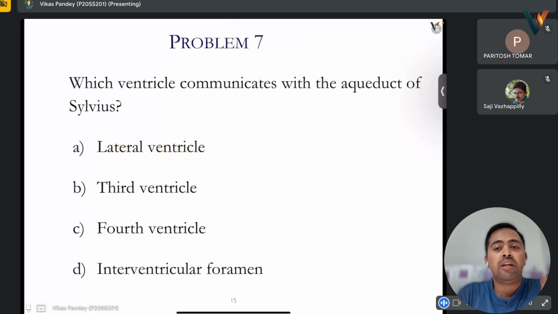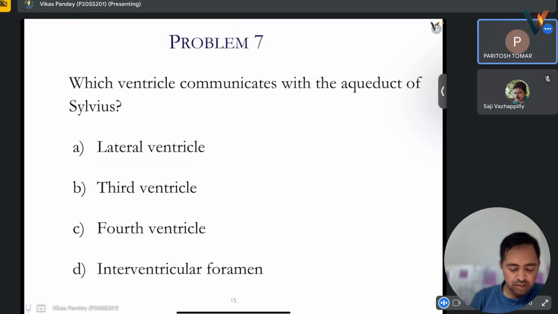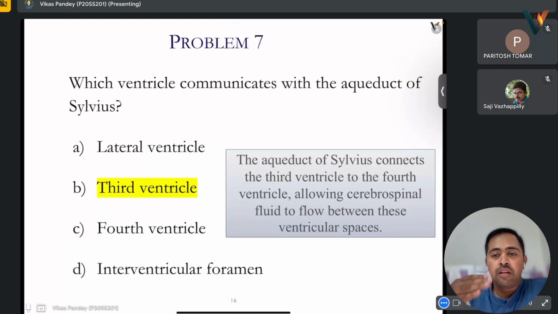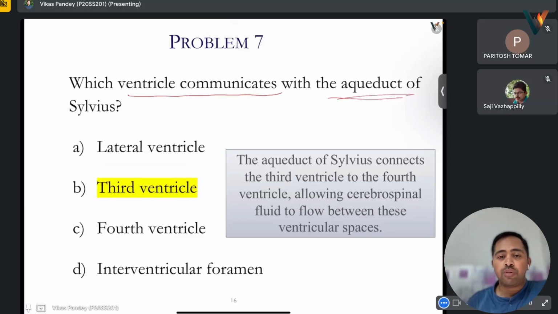Which ventricle communicates with the aqueduct? Lateral ventricle, third ventricle, fourth ventricle, or interventricular foramen. Fourth ventricle. Okay, any other answers? It's the third ventricle that connects. Okay. Like it connects both the third and fourth ventricle, right? So it is asking which ventricle communicates with this. So it communicates through the third ventricle, allowing the cerebrospinal fluid to flow between these ventricular spaces. Right?